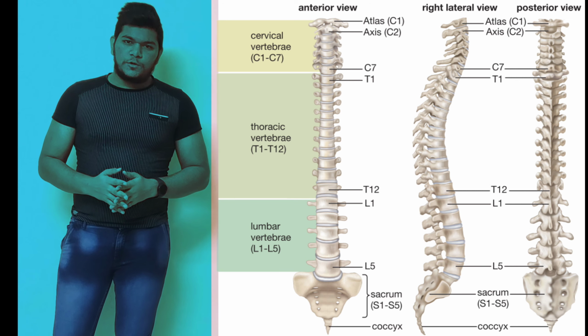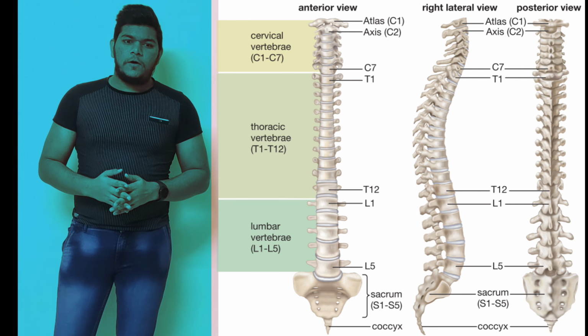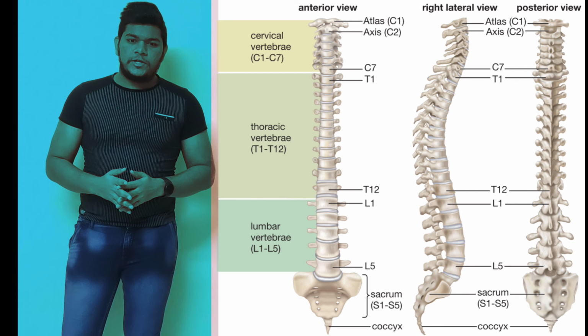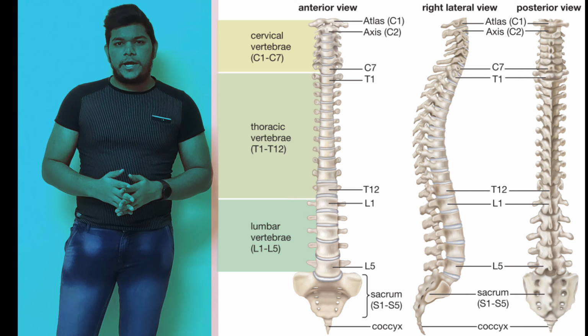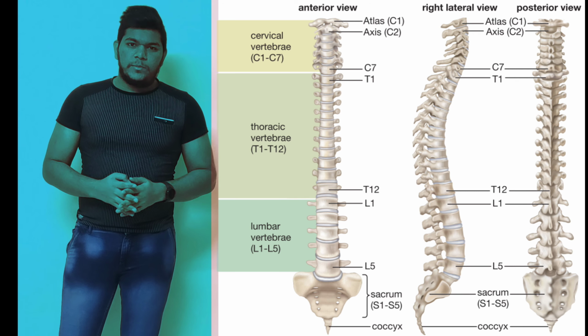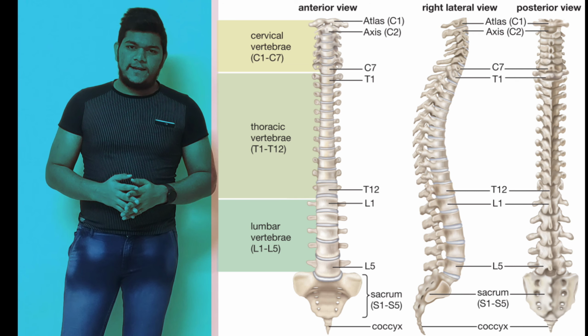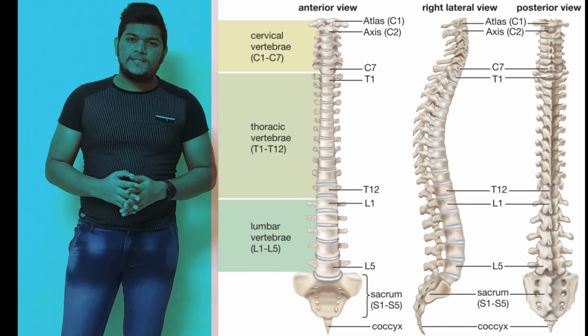The vertebral column is also known as the spine, spinal column, or the backbone. The cervical, thoracic and lumbar vertebrae are movable. The sacrum and coccyx are immovable. C1 is known as atlas and C2 is known as axis.